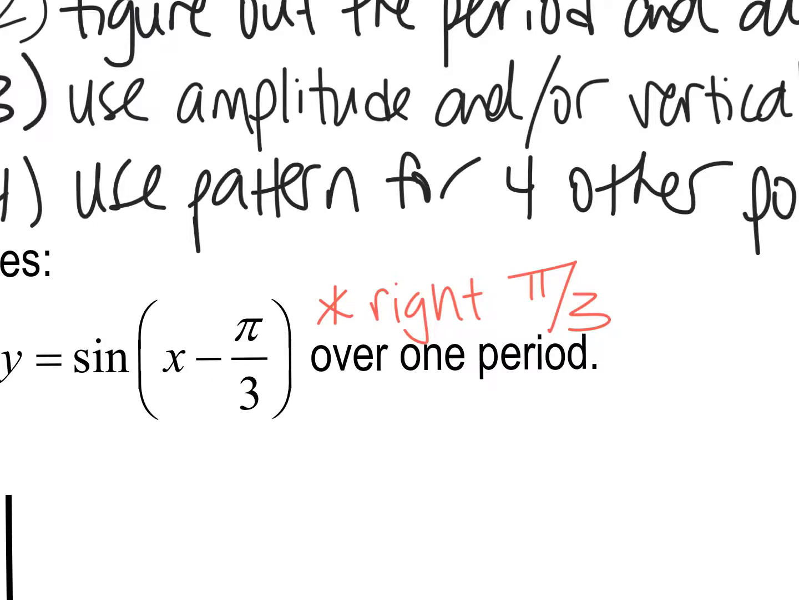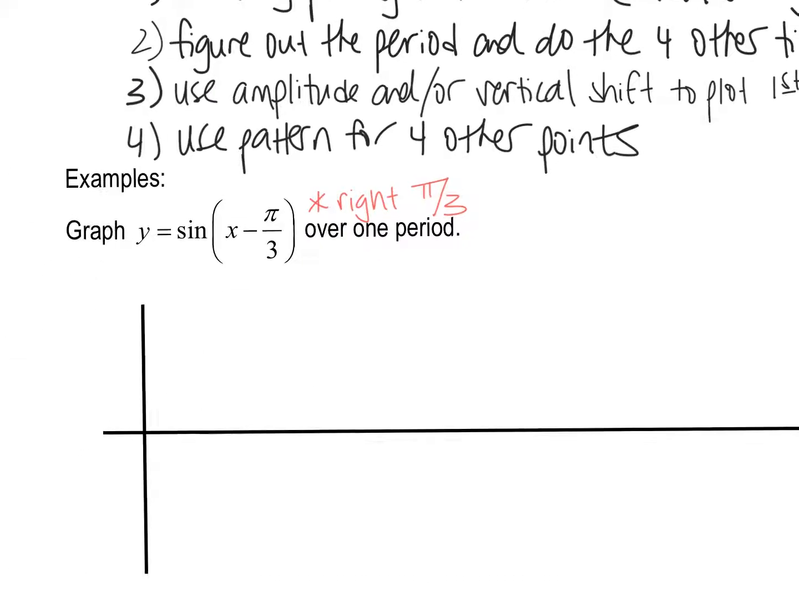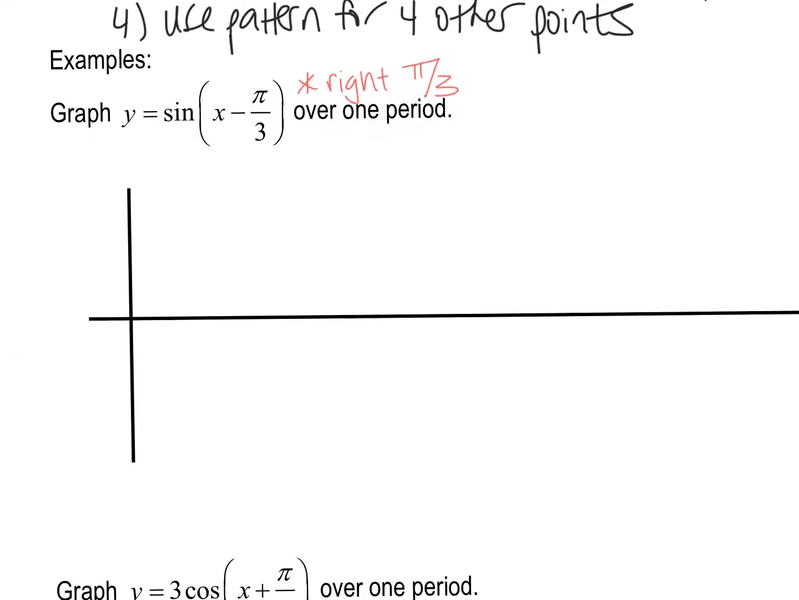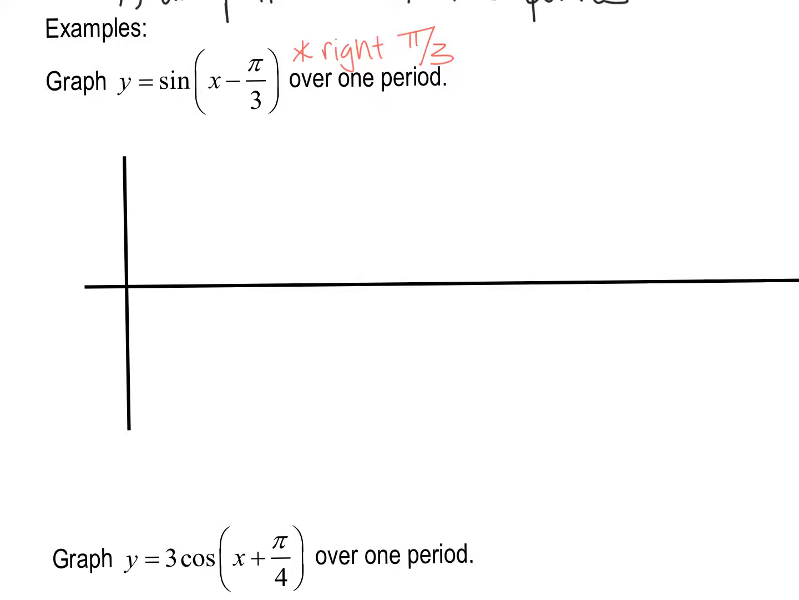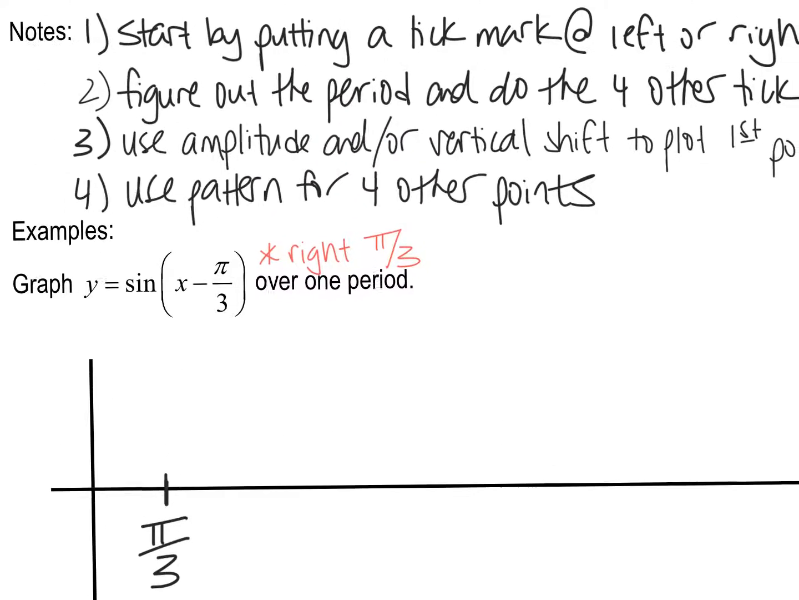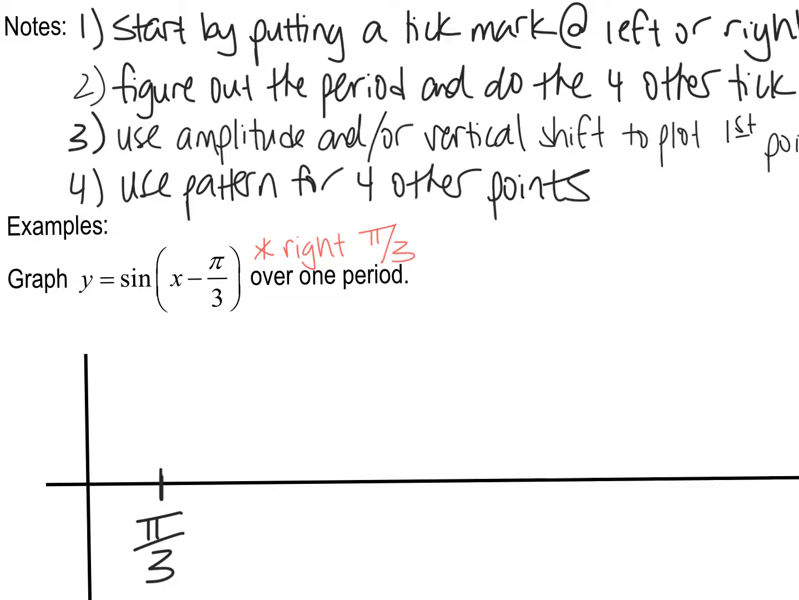Just like for Algebra 2, that represents a shift to the right. So that's actually the first thing that I'm going to do: I am going to put my very first tick mark to the right pi over 3 units. That is the very first thing that I wrote up here in the top of the notes. Start by putting a tick mark at the left or right shift. This is right pi over 3.